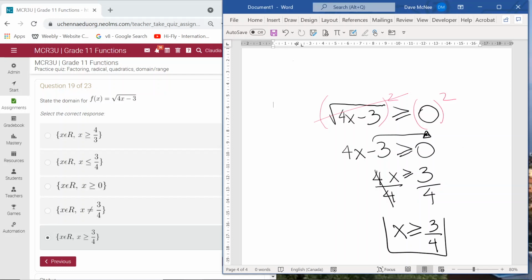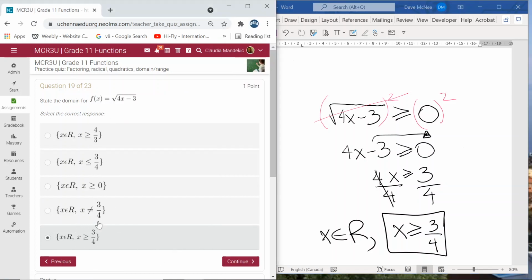So that's my restriction. So my domain is x can be any number such that x must be greater than or equal to 3/4. So where is that? There it goes in the bottom. I already circled it. So that's my correct answer. All the other ones are wrong for one reason or another. 4 over 3 here, less than 3 over 4 here, greater than or equal to 0 here, and not equal to. All of these are wrong. X must be greater than or equal to 3 over 4, 3/4.